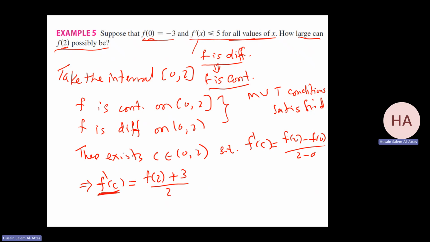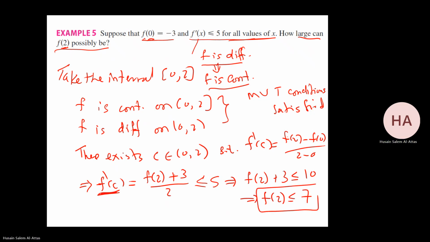But also I know that f prime at any value is less than or equal to 5. So this is less than or equal to 5, and that will give me the answer. So I have f of 2 plus 3 less than or equal to 10, which means that f of 2 is less than or equal to 7. Okay. So I can know how large f of 2 can possibly be without knowing the function, just if I know some information about the function.